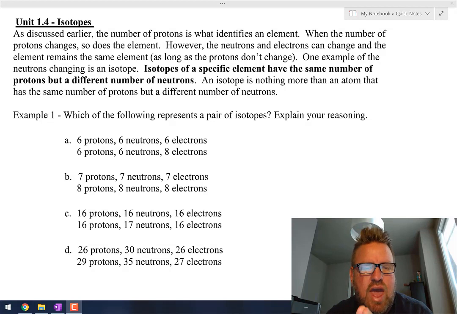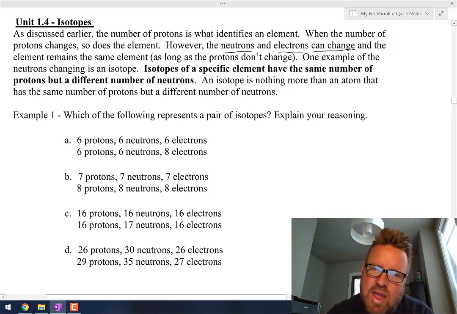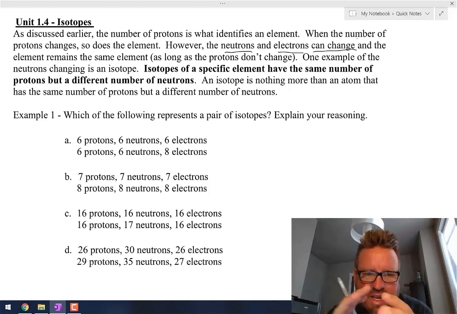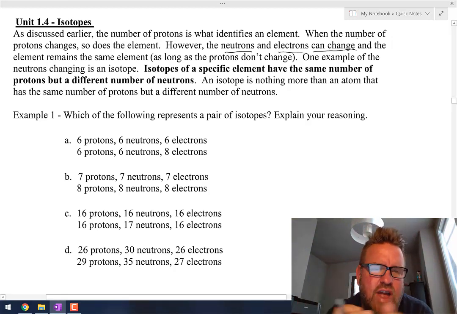can change in the atom is the number of neutrons. Okay? So the number of neutrons and the number of electrons can change, and it can still remain the same element. Okay? Again, as long as the protons don't change. So when the neutrons change, remember the neutrons are in the nucleus, and the nucleus is pretty sensitive. So when you change that nucleus around a little bit, it changes the atom. It's still the same element though, but a lot of times it's not as stable as another atom.